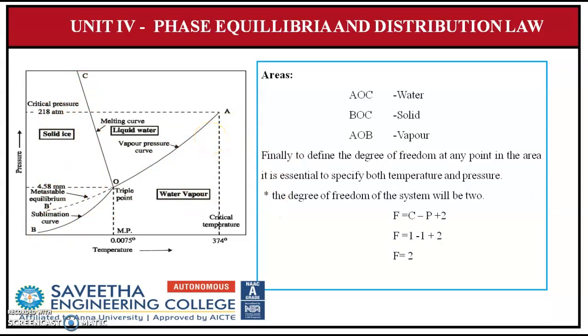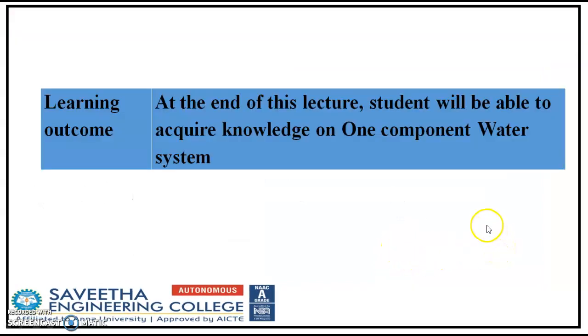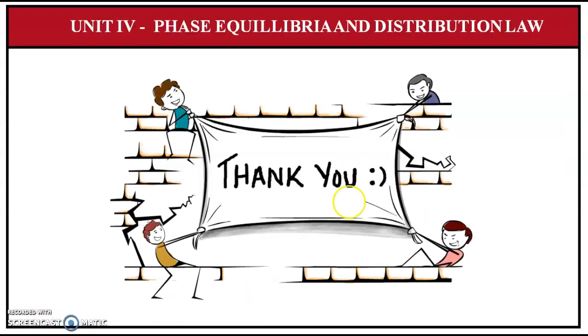So if you calculate the degree of freedom, F is equal to C minus P plus 2. So here component 1, phase 1, and plus 2. So F is equal to 2. It is bivariant. So at the end of this lecture, you can have knowledge of the one component water system, the areas, curves and triple point present in it. Thank you.